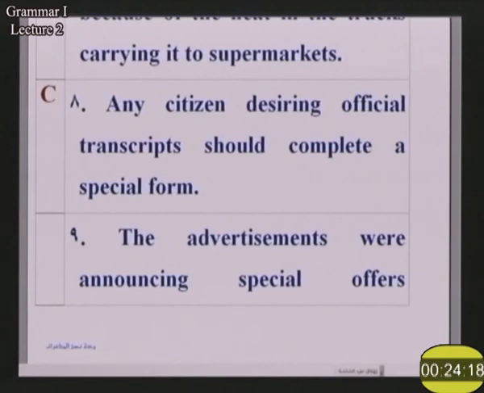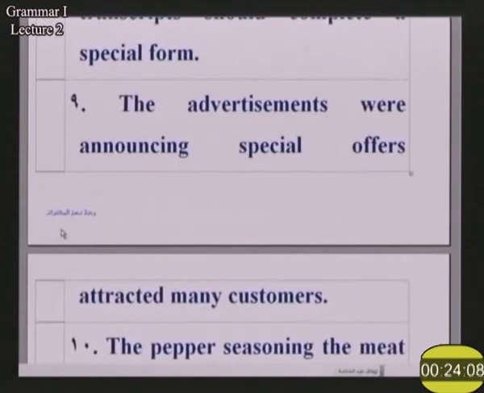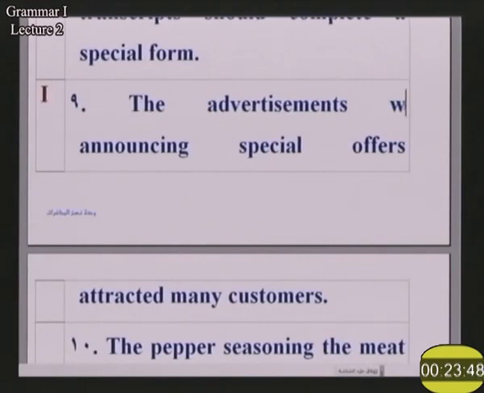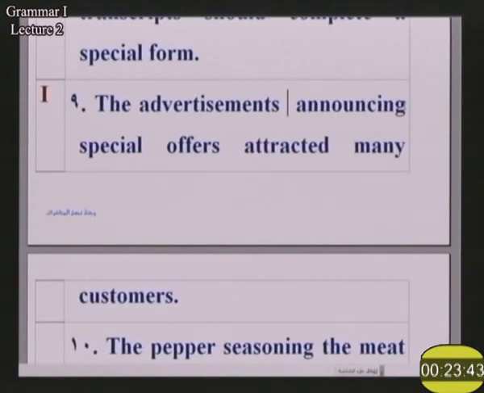The advertisements were announcing special offers attracted many customers. برضو ما ينفعش يبقى عندي were announcing verb وعندي attracted another verb. يبقى the sentence as it stands is incorrect. The advertisements attracted many customers, هي الجملة. يبقى were announcing دي هتبقى adjective لأن every subject should have one verb. The advertisements announcing الإعلانات اللي كانت بتعلن عن عروض خاصة attracted many customers.